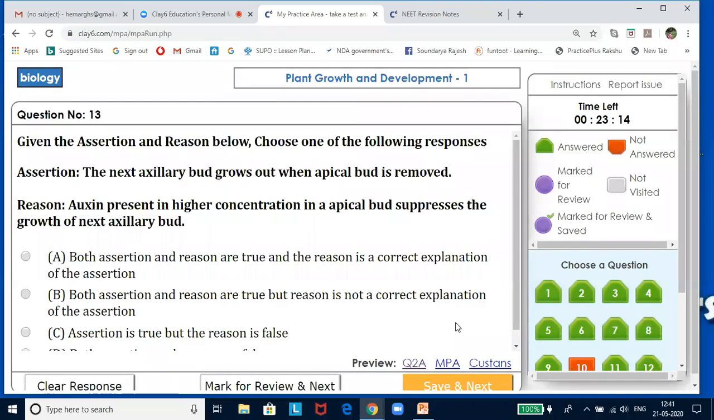The axillary bud grows out when the apical bud is removed. Auxin present in higher concentration in the apical bud suppresses the growth of the axillary bud. So both assertion and reason are true, and the reason is the correct explanation.